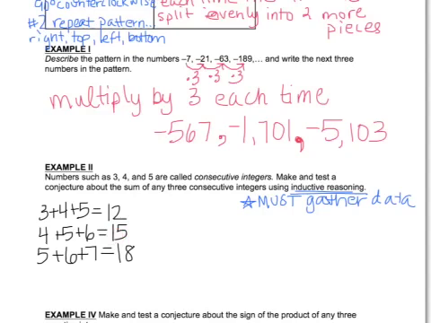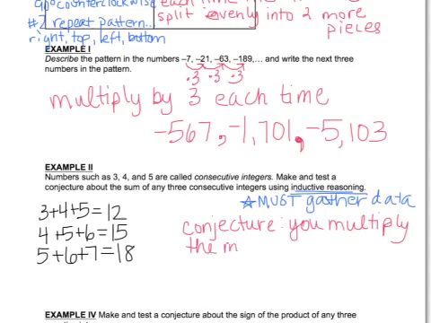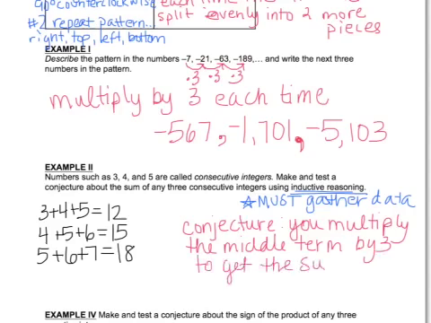I've got a conjecture. My conjecture is you multiply the middle term by 3 to get the sum. That's my conjecture. So let's try one bigger one.